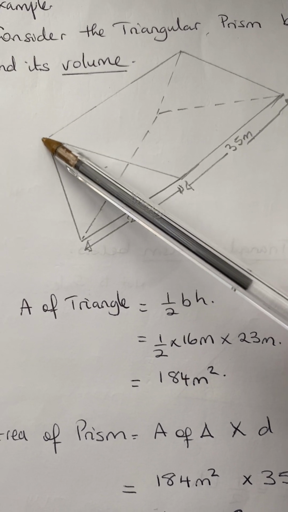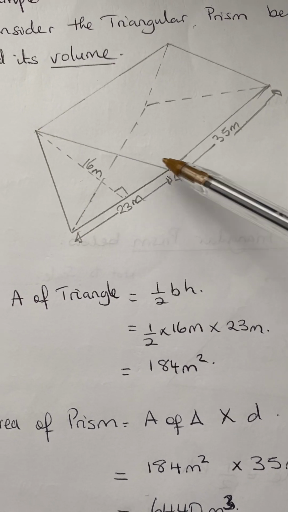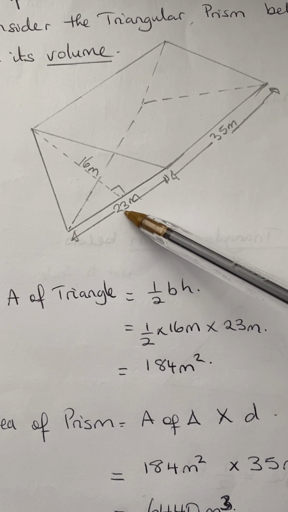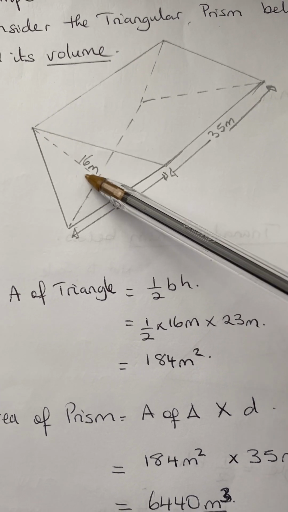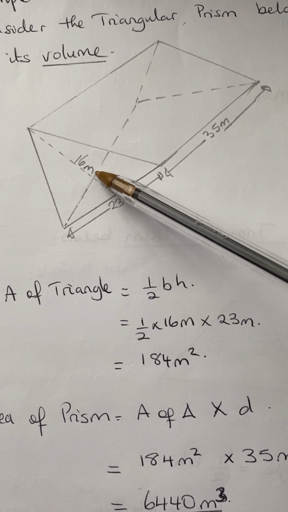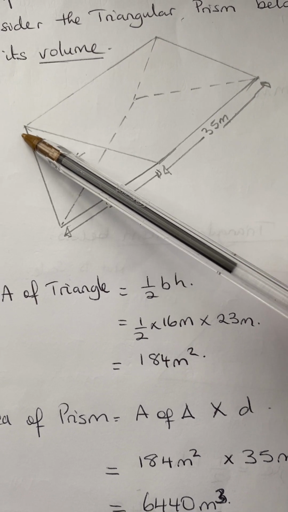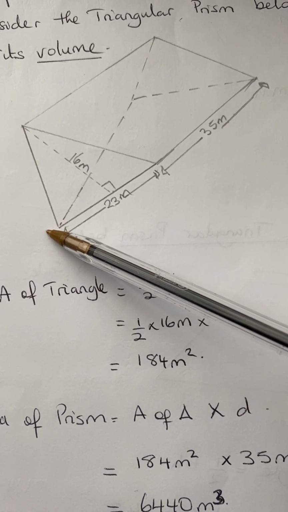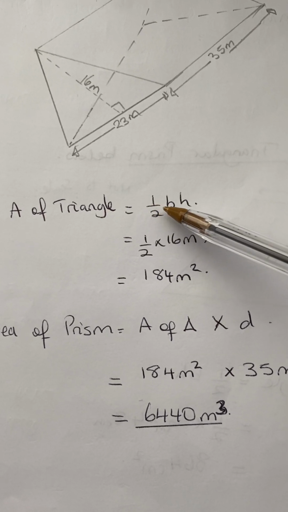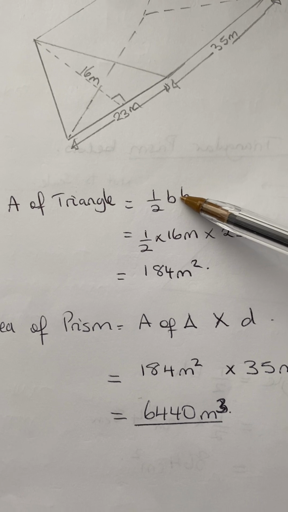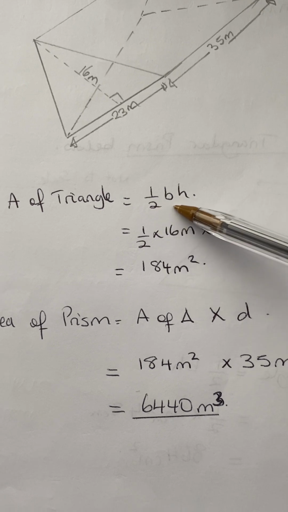So first, we straight away find the area of the triangle here. The base is 23 meters and the perpendicular height is 16 meters. I'm stressing, you want the perpendicular height, not the slanted height. So the area of the triangle is half base times height. It's a standard formula. You should get used to it by now.